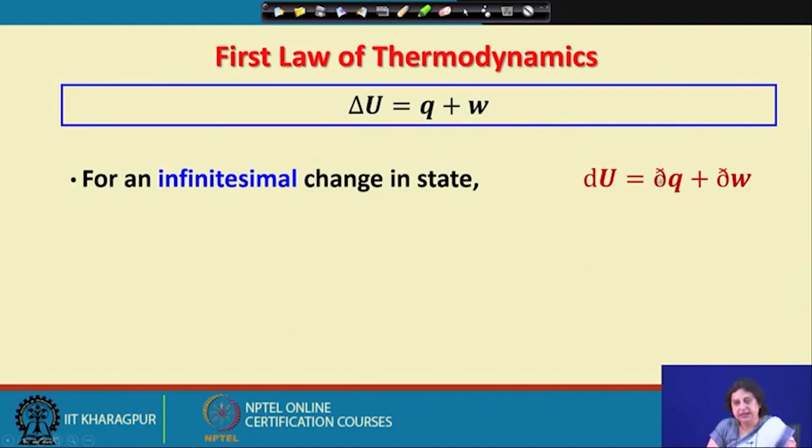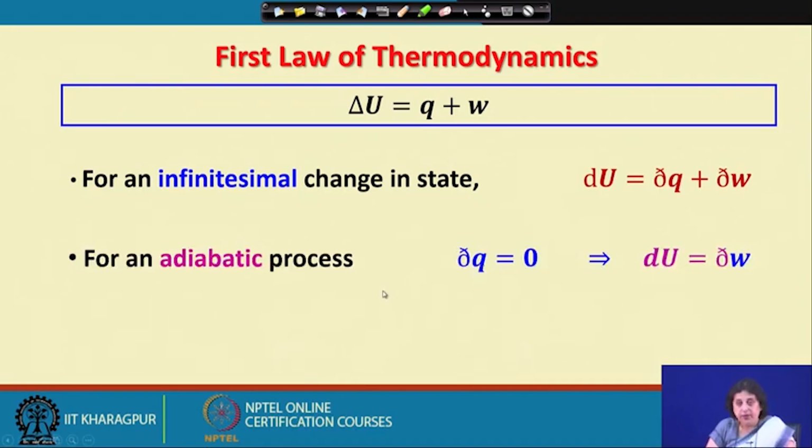This is the infinitesimal amount of heat exchanged between the system and the surroundings, and this is the infinitesimal amount of work done during the change in state that takes the system from a state having internal energy U to an internal energy U plus dU. If you have an adiabatic process, then dq would be equal to 0. As a result, I will always have dU equal to dw.